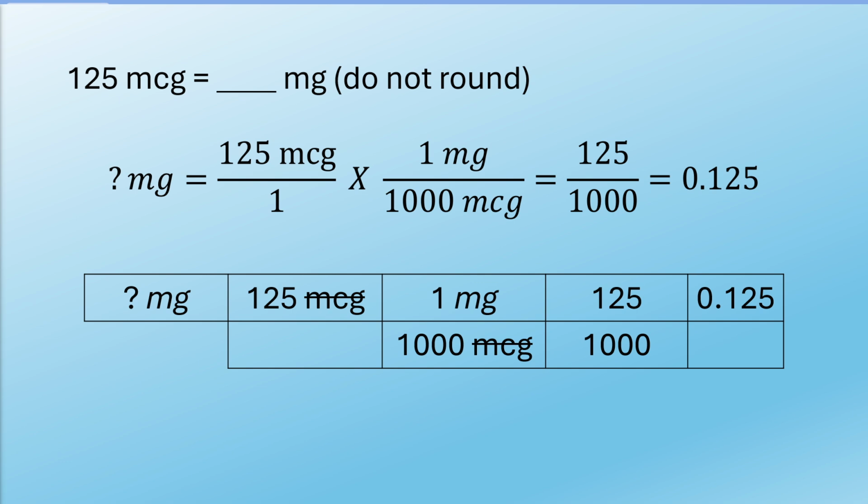Then I'm just going to pull my numbers across the top and the bottom. So I have 1 times 125, so I have 125 over 1,000. And then using calculator, pencil and paper, solve that. It's going to be 0.125.